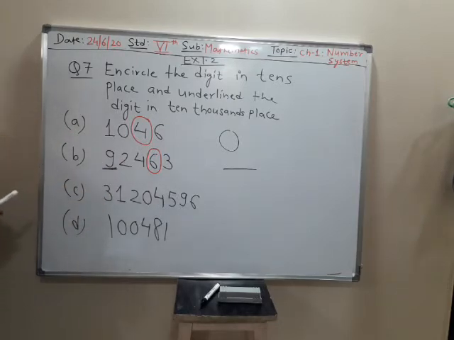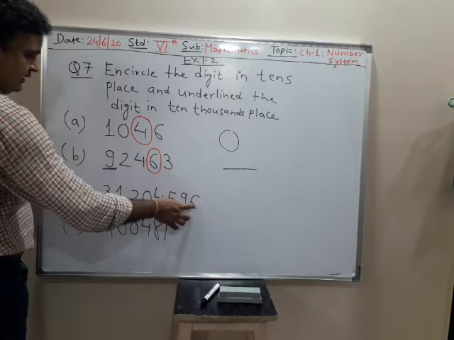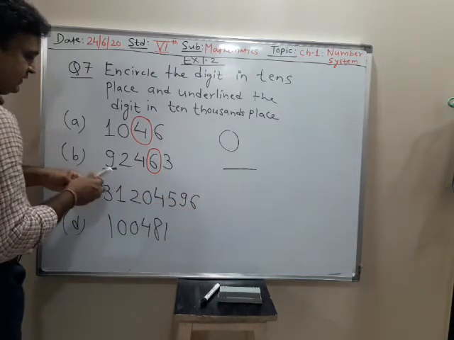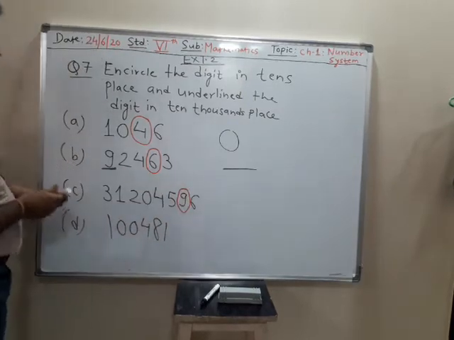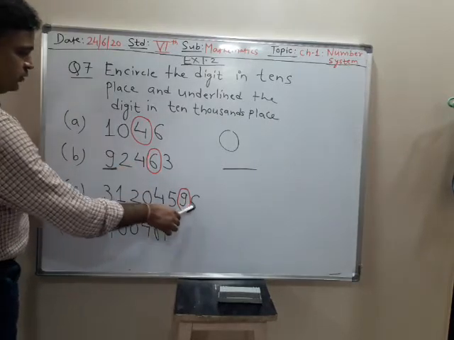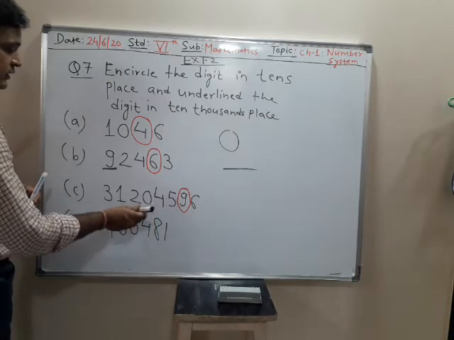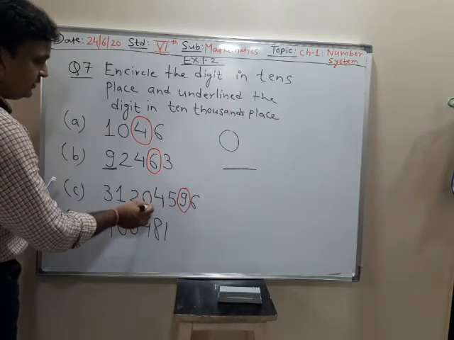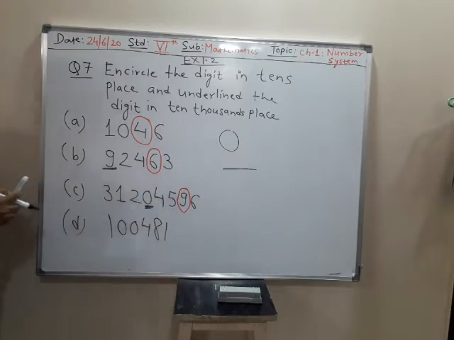Now next number, 3120 4596. Let us start. Now this is ones and this is tens. So the tens digit is 9. 9 I will encircle. And 10,000 we have to underline. So ones, tens, 100, 1000, 10,000. This 10,000 digit is 0. So 0 I will underline.